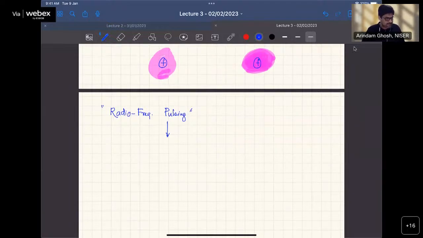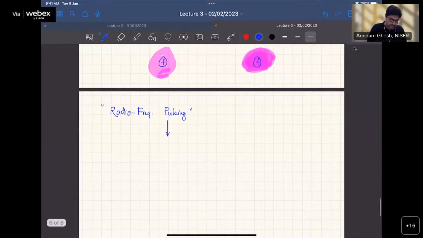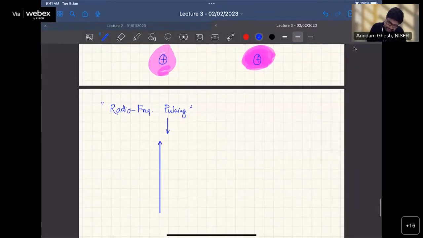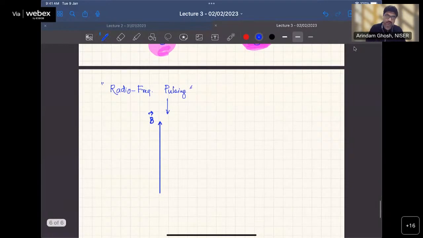What happens is that we have a situation, we have this particular direction B, and although we have the bulk magnet, each individual one is actually rotating in this particular fashion, correct?